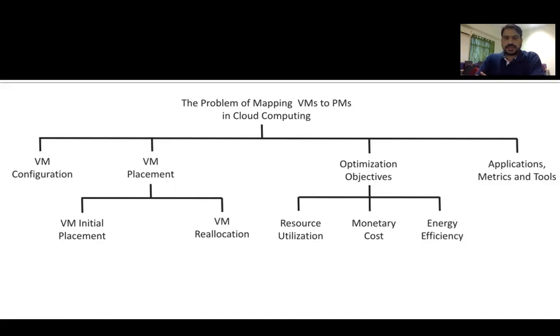We talked about many steps, or you can say the problems related to virtual machine to physical machine mapping. In that, we have seen that the first thing is the virtual machine configuration. After configuring the virtual machine, the task of the user will be finished. After that, the cloud service provider will look for the policy for the virtual machine placement, in which it will allocate the virtual machine to any physical machine.